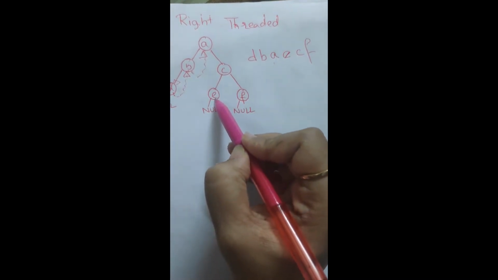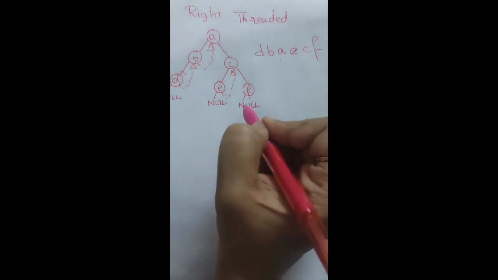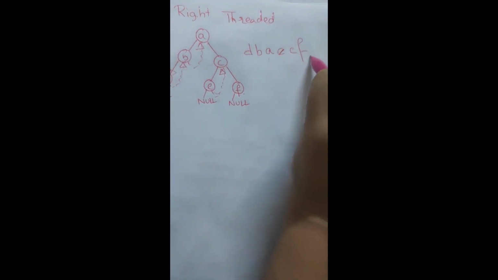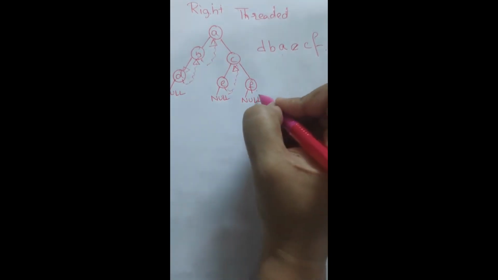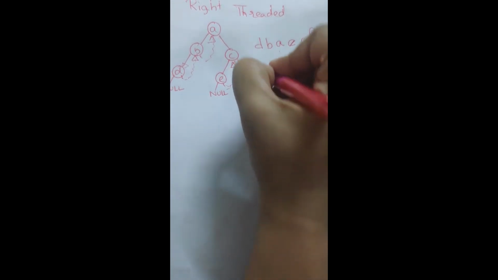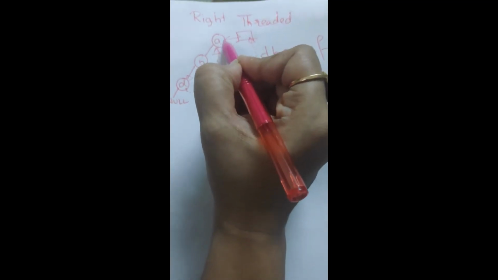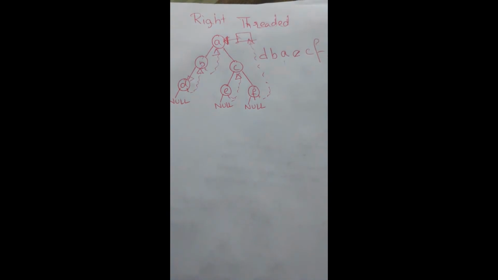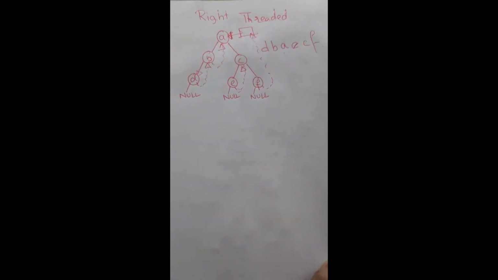E has an empty right link. It will be pointing back at C, that is the in-order successor of E. F, there is no in-order successor of F. So just like the left-threaded binary tree, in the right-threaded binary tree, F will point at a head node. Head node is nothing but a node that stores the address of the root of the tree. So this is how a right-threaded binary tree will look.